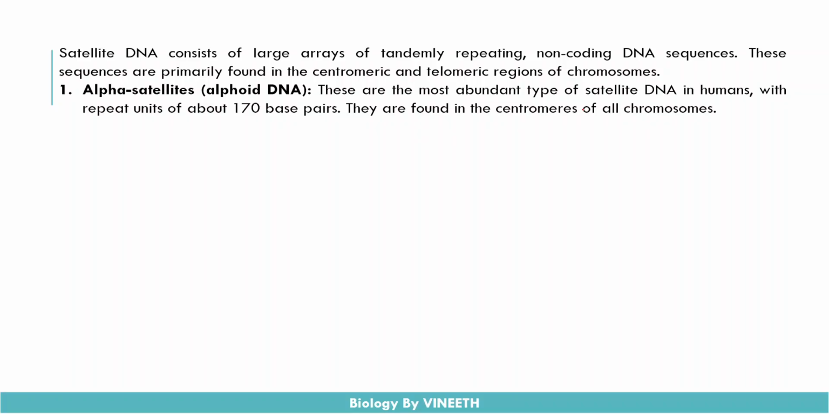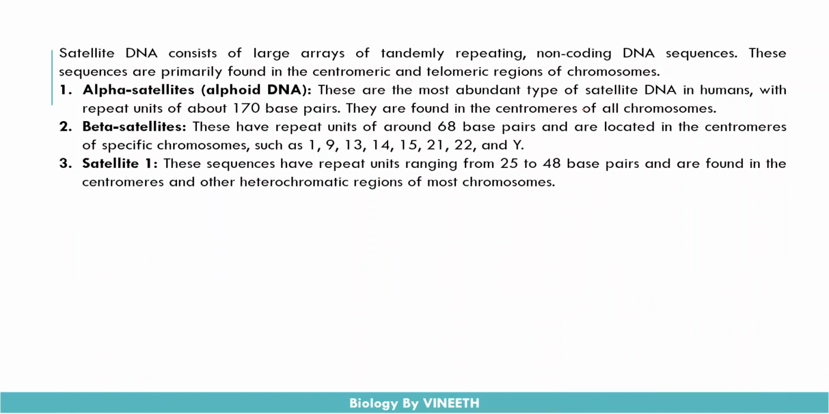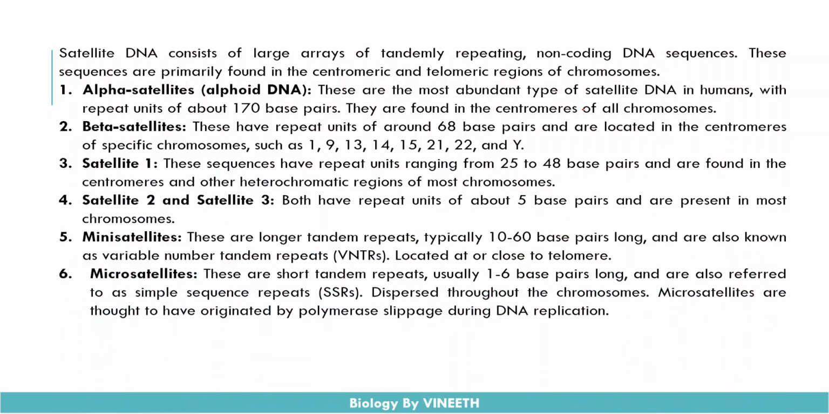These tandem repeats are of different types: alpha satellites, beta satellites, satellites 1, 2, 3, and mini and micro satellites. These are the different types of tandem repeats found on chromosomes. The first one is the alpha satellite DNA. This is the most abundant type of satellite DNA present in humans, and it is found in the centromere regions.